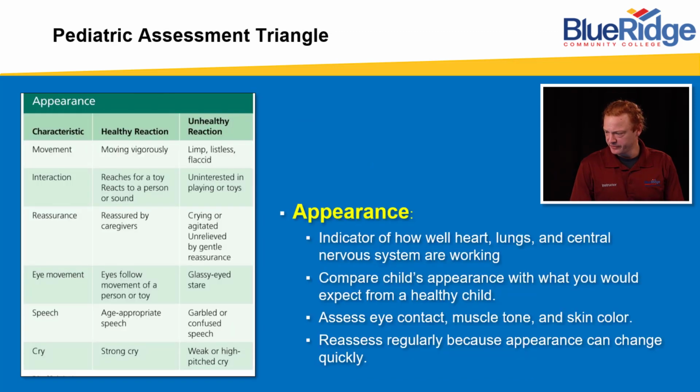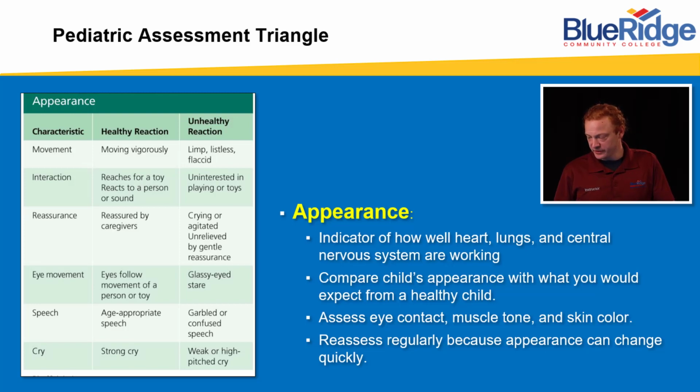So, appearance. This is an indicator of how well the heart, lungs, and central nervous system are working. It compares a child's appearance with what you would expect for a healthy child. Assess eye contact, muscle tone, and skin color. So eye contact is, do they track you? Do they look at you when you walk into the room? You're a stranger. Are they paying attention to that? Or are they completely oblivious that you're there?